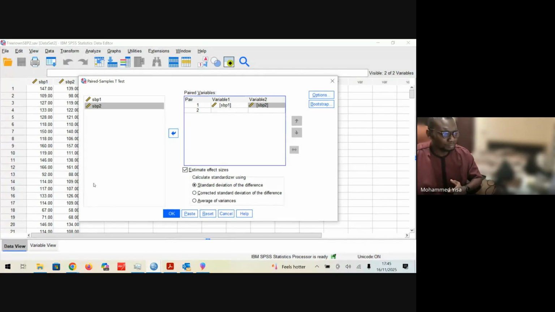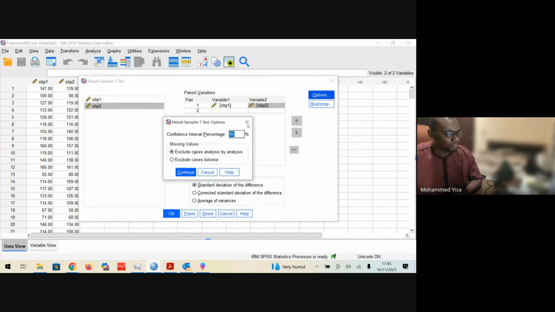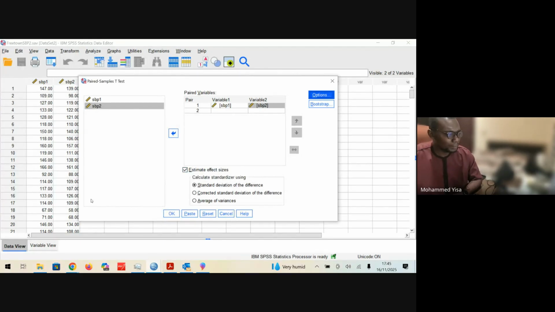Just to give you some context, it doesn't really matter which one you put first. It's just that whichever one is bigger than the other, when you come to the mean difference in the output table, it will either be a positive or negative value, depending on which is bigger. So we leave everything else as is, and then we click OK. Is everyone at this point? Have you selected your variables 1 and 2?